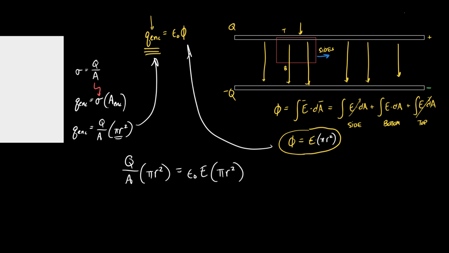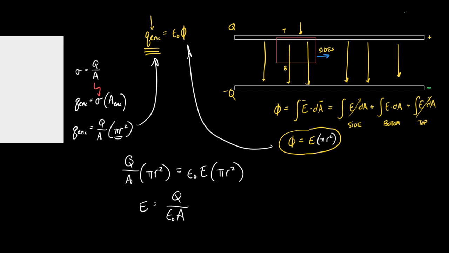We would expect the electric field between the plates to be constant, because we know that the electric field from a large sheet of charge is uniform. So the pi r squareds cancel out, and I get E equals Q over epsilon naught times A.